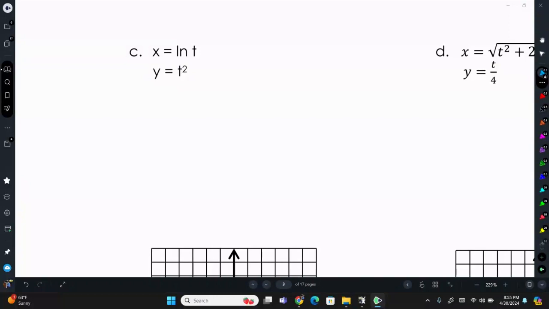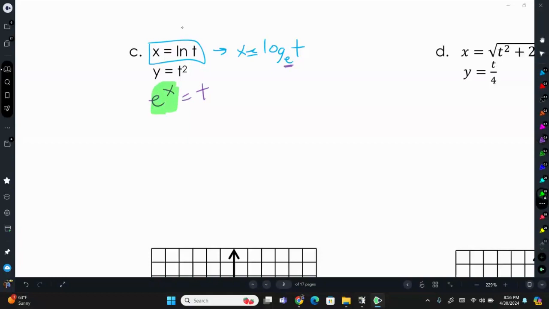and it's probably equally annoying in both situations here to get t by itself, but I'm going to use the top one because this is x equals log base e of t. Well, we can switch that to exponent form. When we switch this to exponent form using properties of logs, we get e to the x power equals t. Well, now we have t by itself. So we can substitute this in for the y equation.